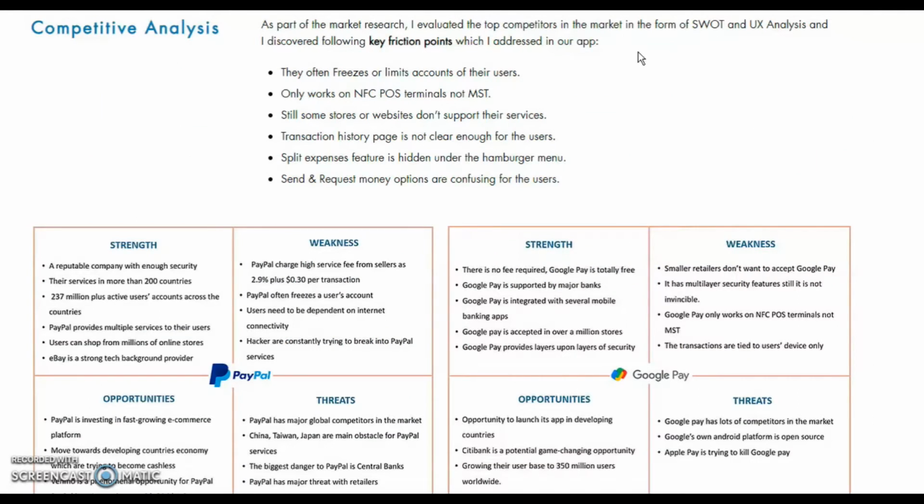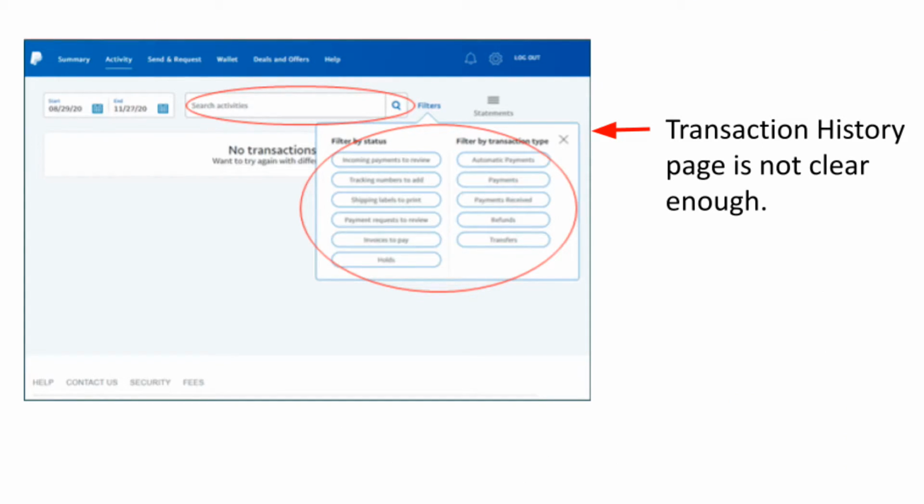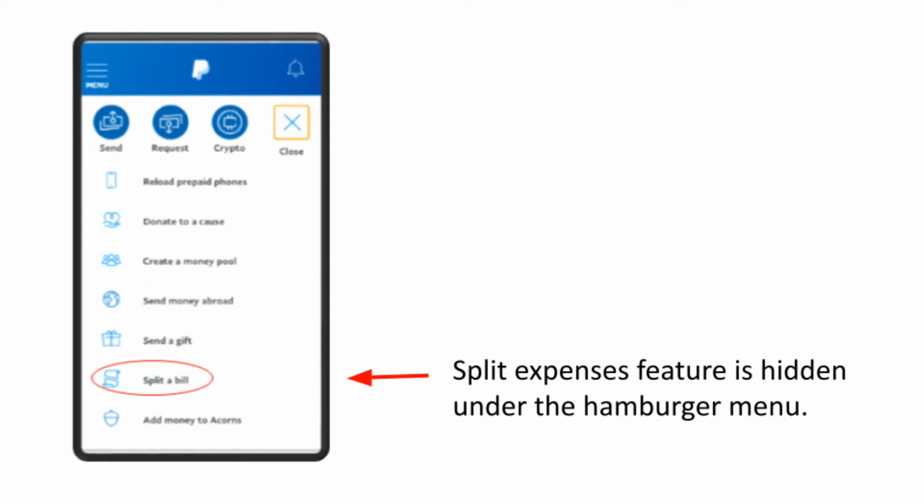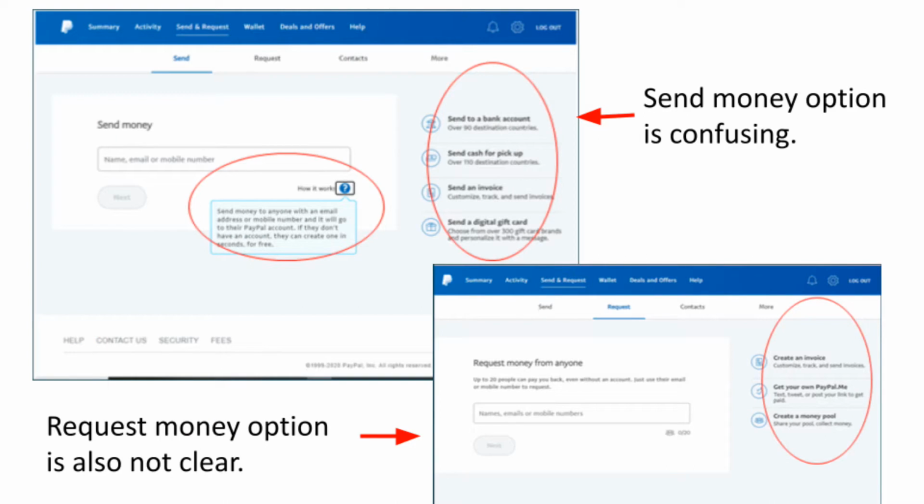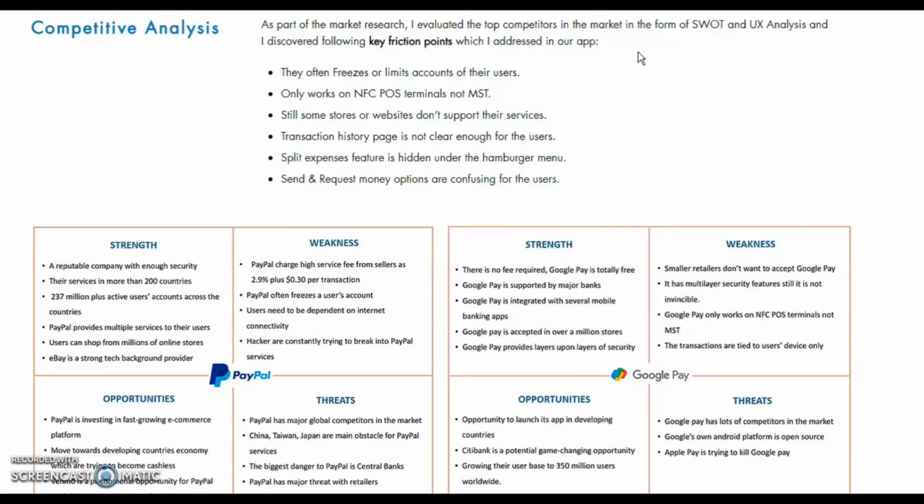Then I made a competitive and UX analysis and evaluated the top competitors in the market, which are PayPal and Google Pay. And here we have a little overview of strengths, weaknesses, opportunities and threats of both competitors. After analyzing, I identified some of the key friction points in terms of usability, such as the transaction history page is not clear enough for the users in this app. The split expenses feature is hidden under the hamburger menu. Send and request money options are confusing for the users. So it really helped me to better understand our competitors and their frictions, which I addressed in my app.